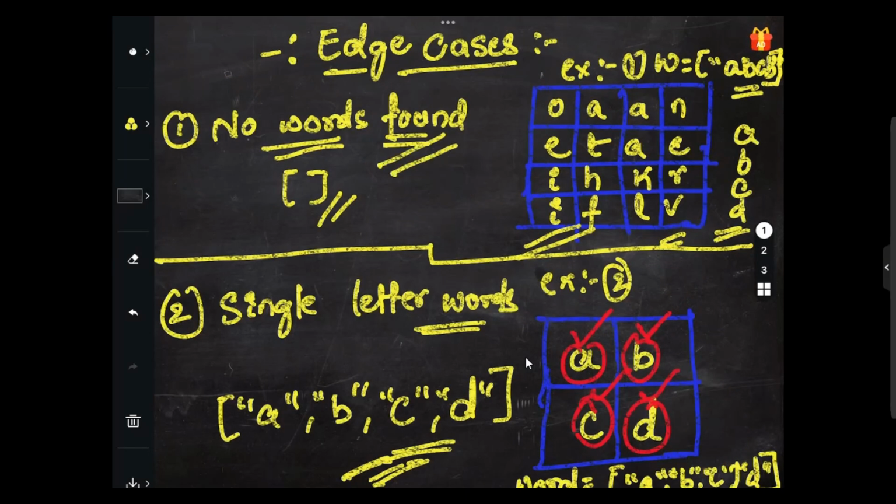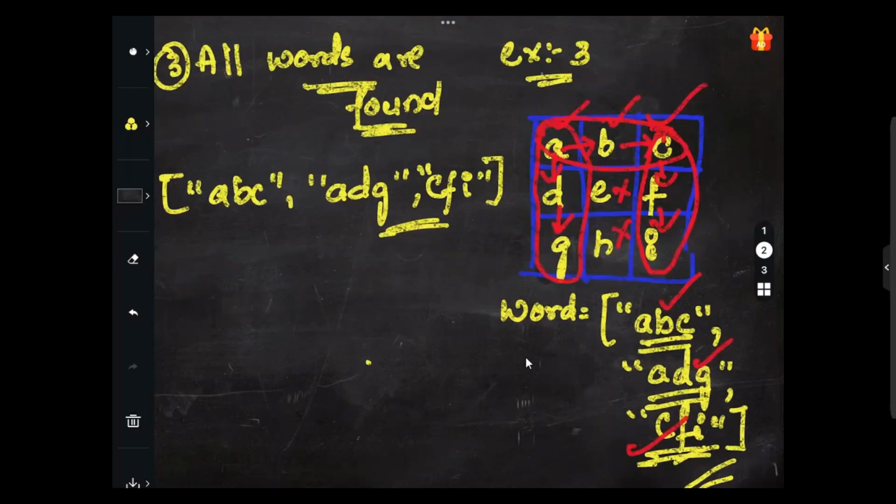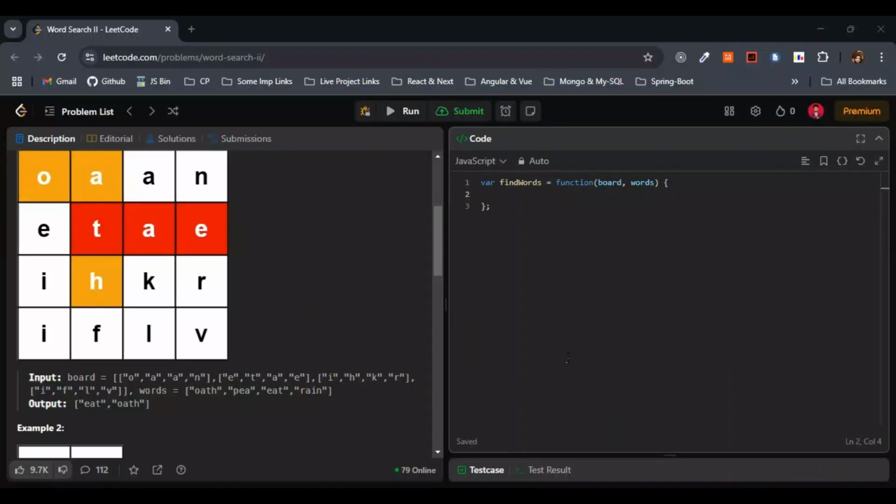I hope all the edge cases are clear. The first edge case that we went with is no words formed. The second edge case we discussed was single letter words. The third one was all words are found. So I hope all the edge cases are clear here, right? Next, let's write the code. I'll explain the code while writing it, and finally let's discuss the complexities of the code that we have written. Now let's start writing the code.